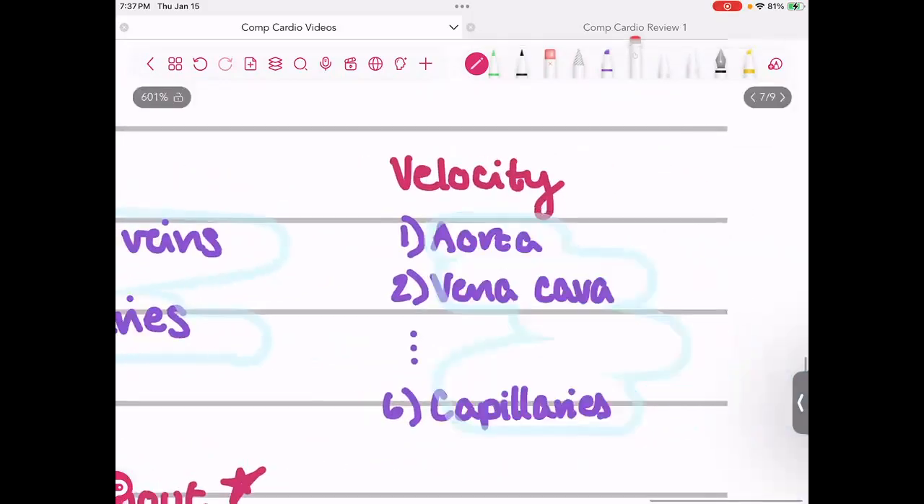And then finally, for velocity, the fastest velocity is in the aorta, and then in the vena cava. And then finally, all the way down, the slowest is in the capillaries. And that makes sense because capillaries exist so that diffusion can occur. You don't want blood to be speeding through there. You want it to go pretty slowly.